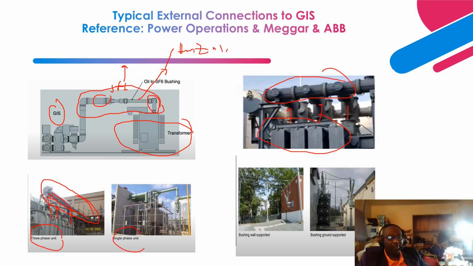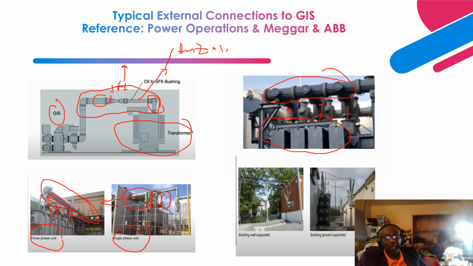Next is a single phase, right? Single phase basically is individualized. Each phase is in its own enclosure. Phase A is in its own enclosure, phase B and C as well, okay? And they run along this length, the enclosure, all the way up to the GIS interface, right?